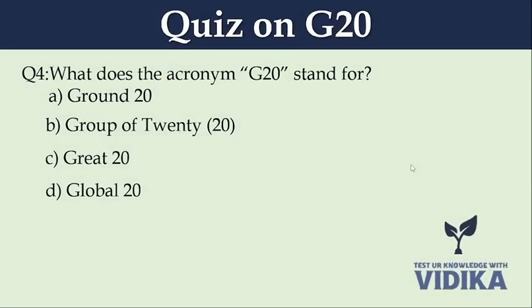What does the acronym G20 stand for? Option A. Ground 20. Option B. Group of 20. Option C. Great 20. Option D. Global 20.